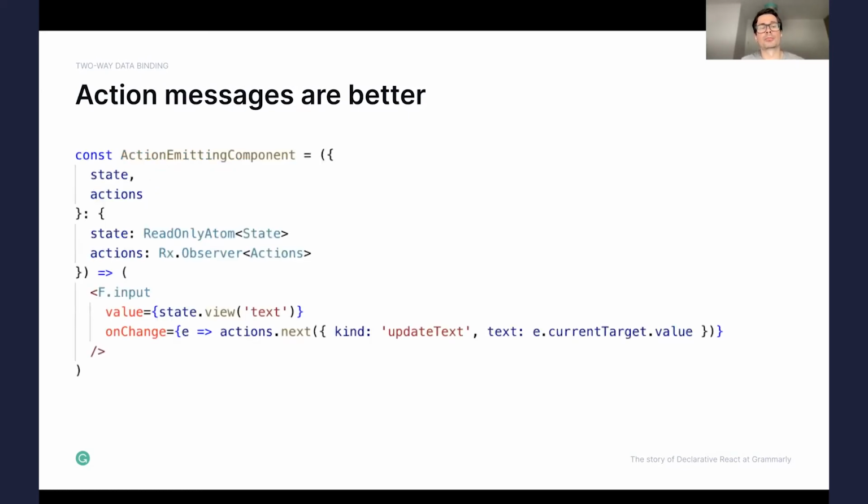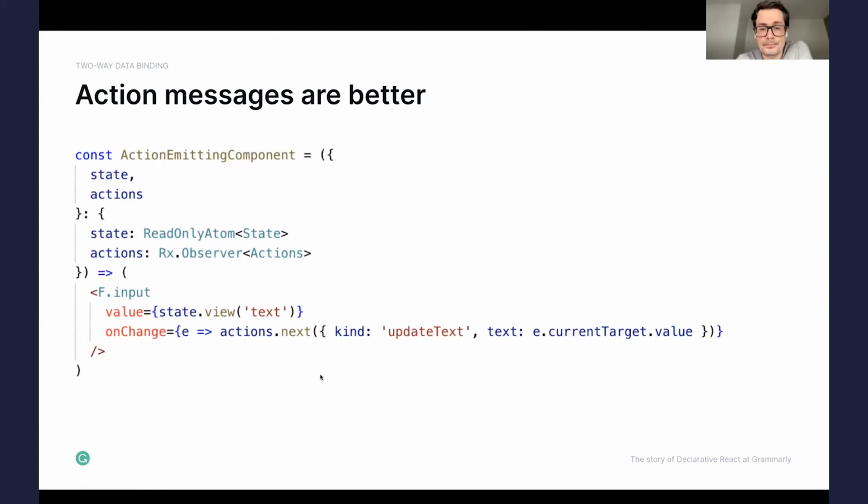The same component can now be implemented with another approach, where we separate the state and the way it is updated. Now the state becomes read-only, and we can only use it to render the latest state using Focal and its binding to React. And every time we want to update the state or do something, we emit an action by writing to a corresponding observer.